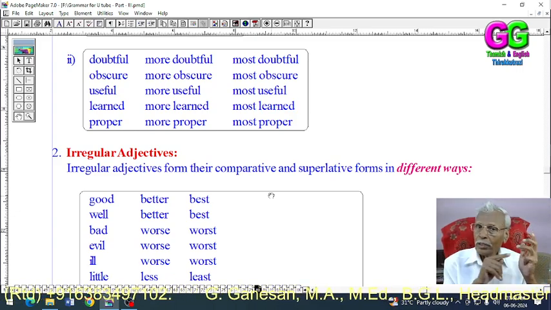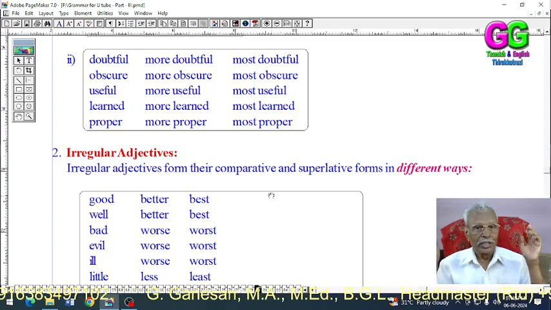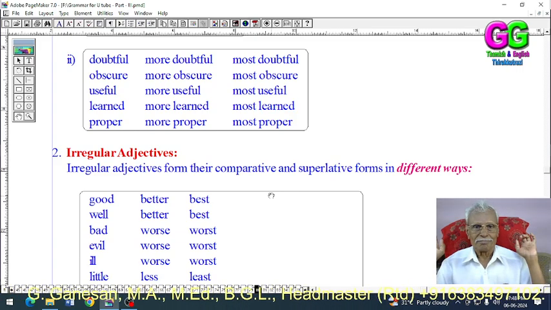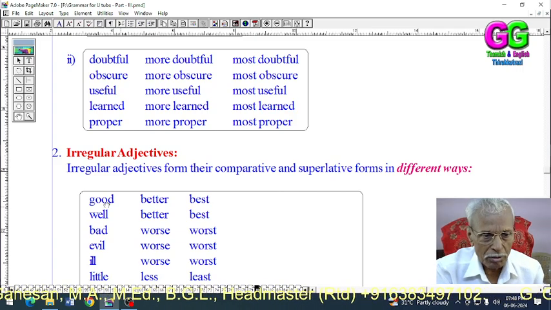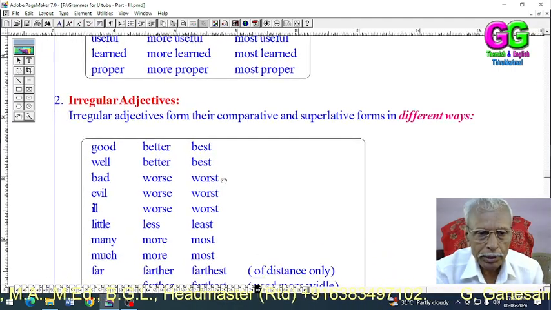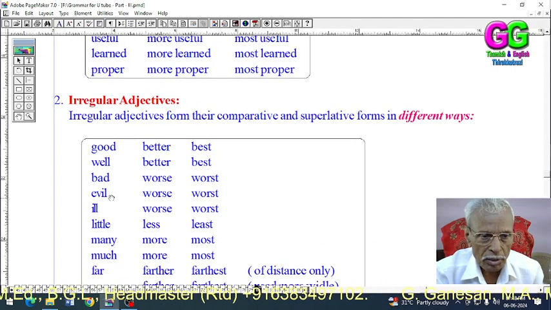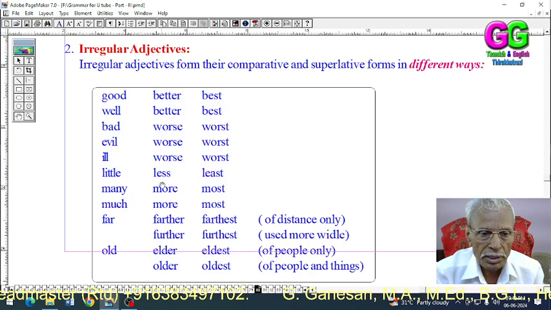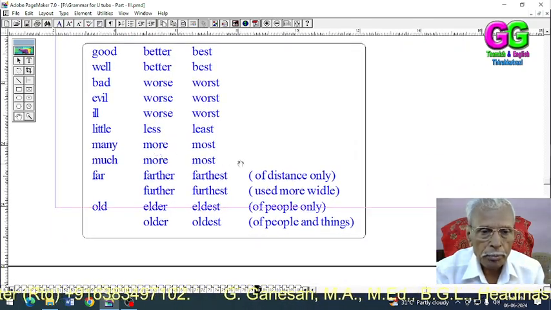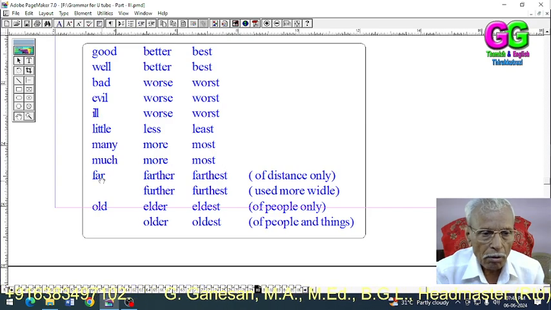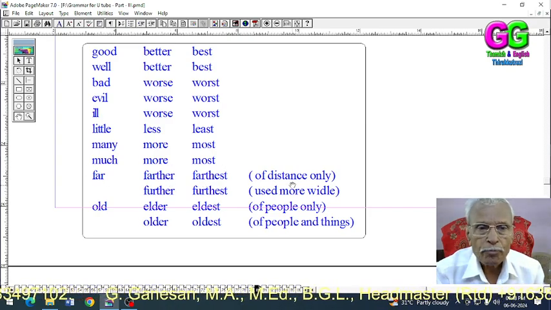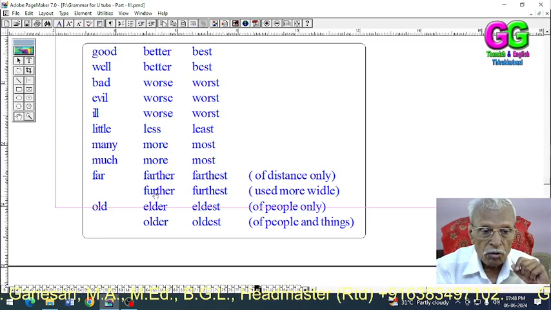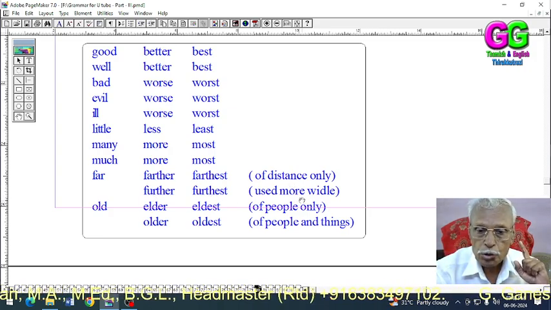See, the verb go, went, gone is irregular. Irregular adjectives: good, better, best; well, better, best; bad, worse, worst; evil, worse, worst; ill, worse, worst; little, less, least; many, more, most; much, more, most; far, farther, farthest, used only to refer to distance; further, furthest, used more widely.